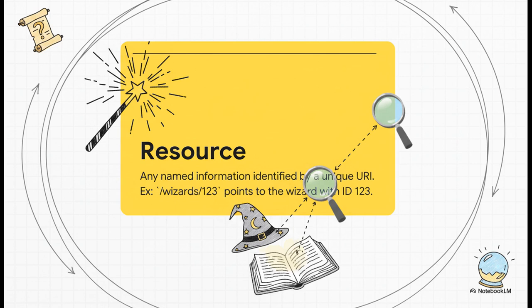So for our Hogwarts system, an endpoint like /wizard/123 isn't just about getting a list of wizards. No, it's targeting one single wizard, the one with the ID of 123. That URI is like our magic wand, pointed directly at the data we want to mess with.